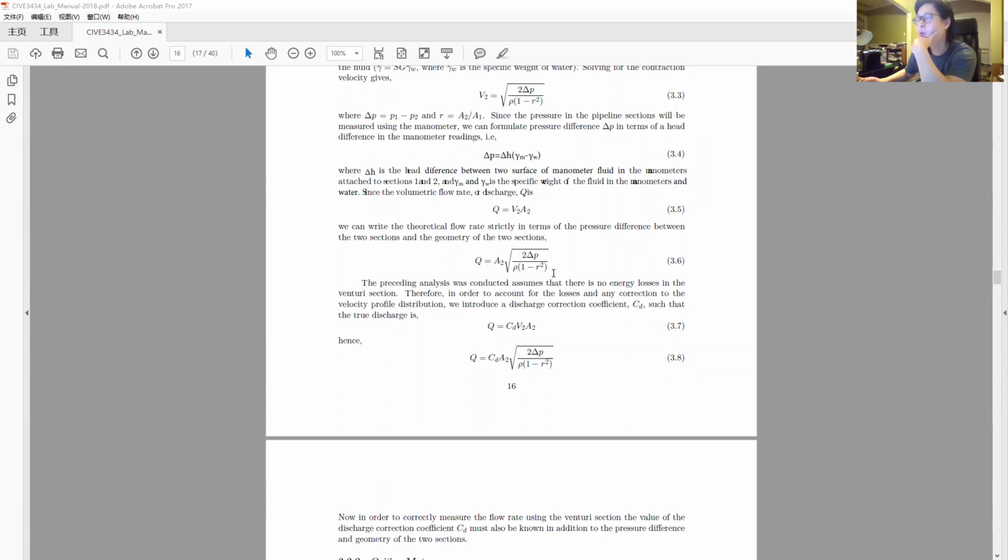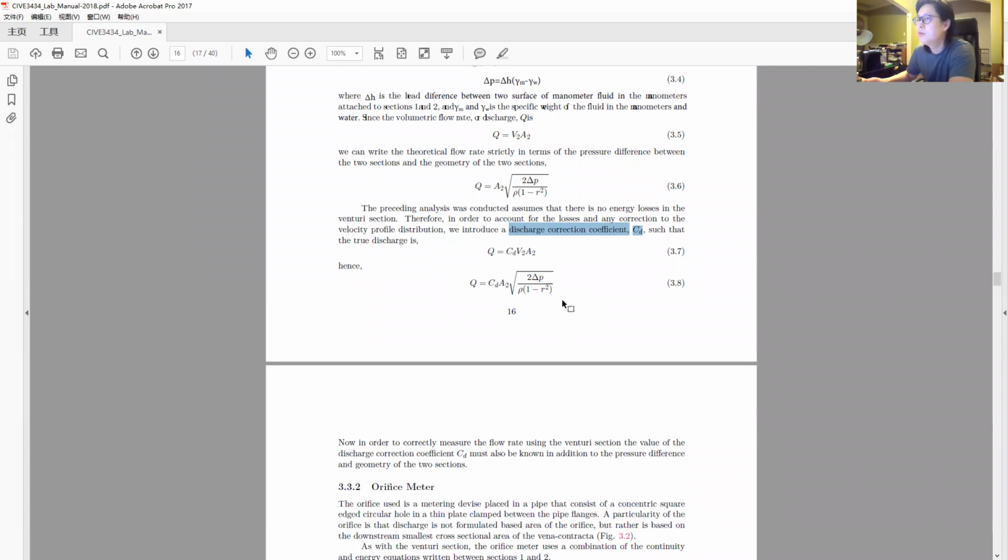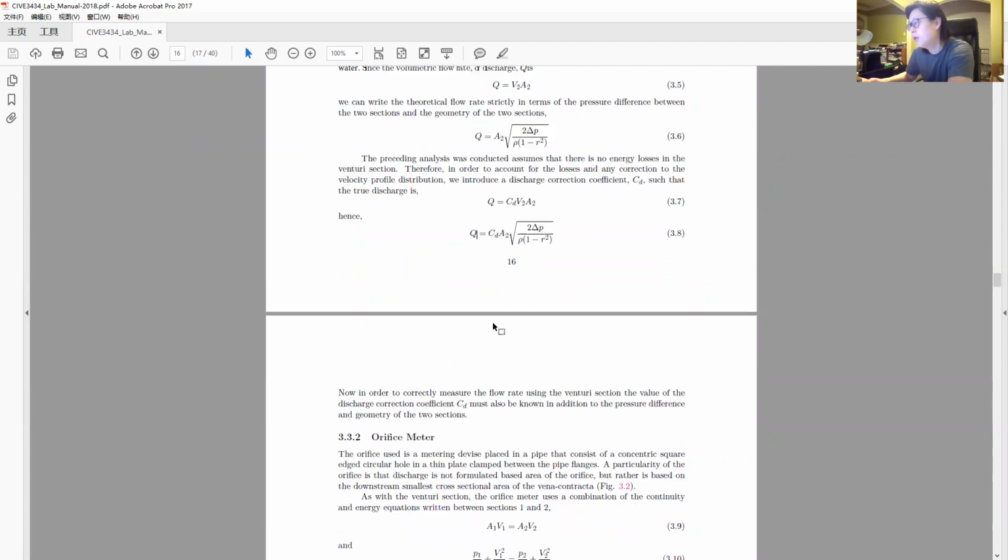Until now, we didn't consider any energy loss in the Venturi section. Therefore, we introduce a new term we call the discharge correction coefficient, CD. We just put it before the equation. That's something we're going to use in the data analysis. So we add the CD into this equation, and it becomes our equation for the discharge. That's for the Venturi part.